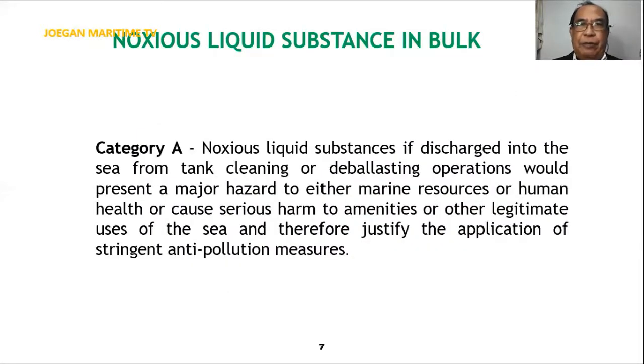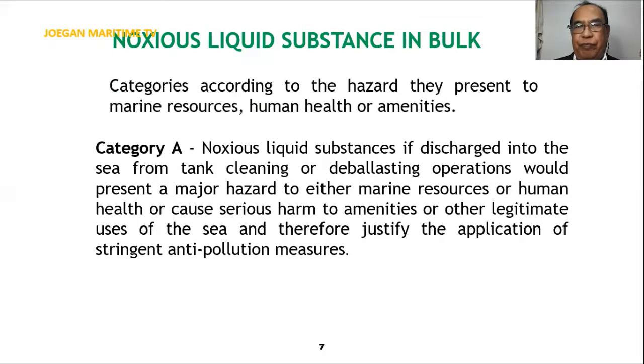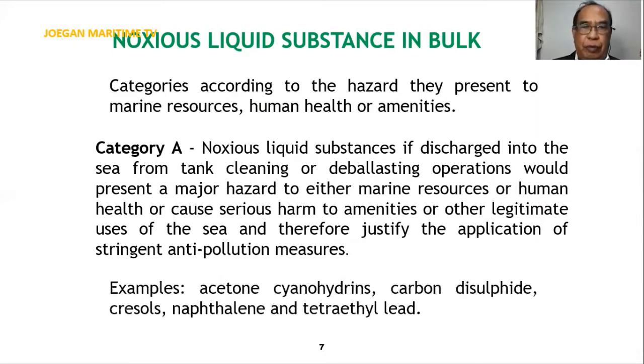Category A: noxious liquid substances which, if discharged into the sea from tank cleaning or ballasting operations, would present a major hazard to either marine resources or human health, or cause serious harm to amenities or other legitimate uses of the sea, and therefore justify the application of stringent anti-pollution measures. Examples of this category A are acetone cyanohydrins, carbon disulfide, cresols, naphthalenes, and tetraethylene.